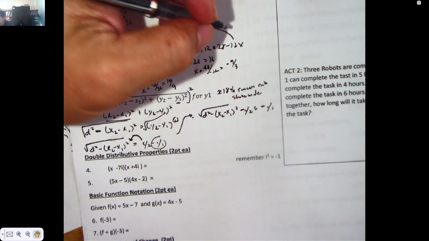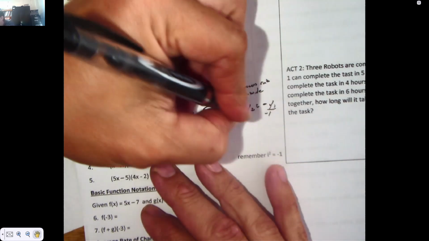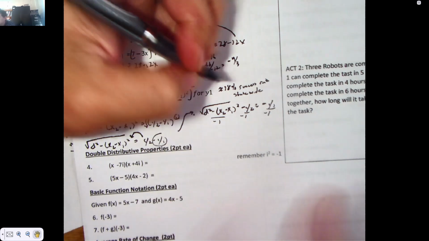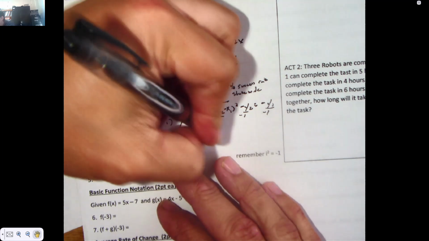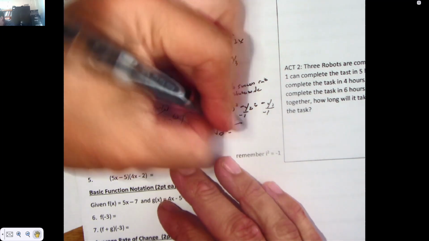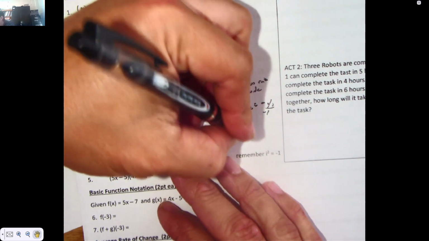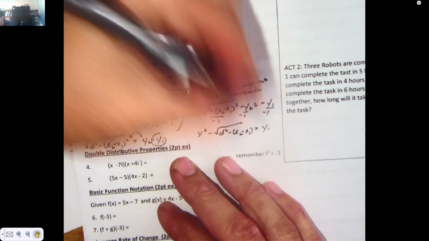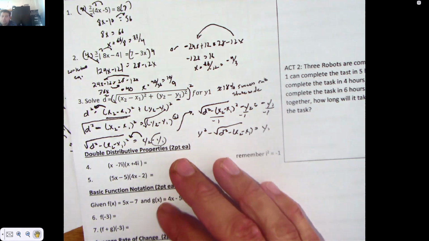Now we're going to divide the negative out. So I'm going to divide by the negative, and that's going to cause sign changes. y2 minus the square root of d squared minus (x2 minus x1) squared is y sub 1. Whew.